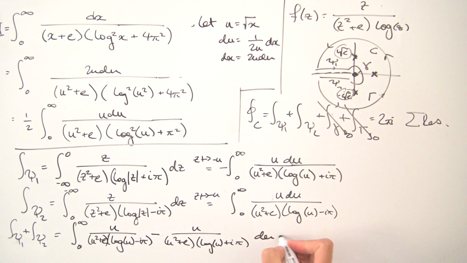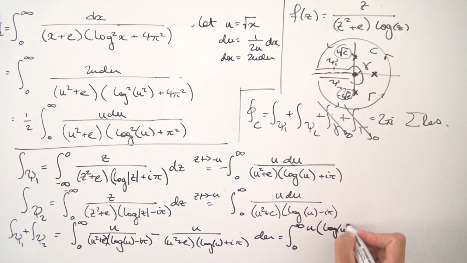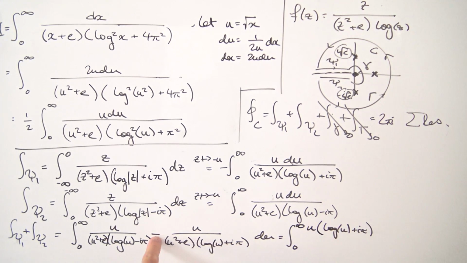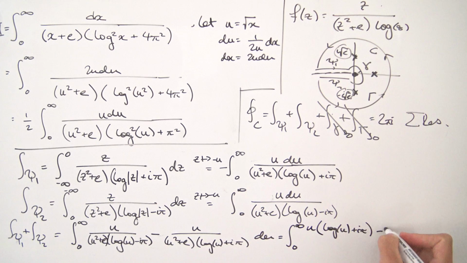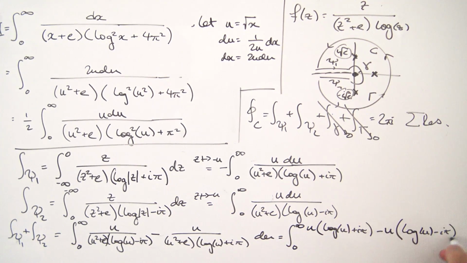So what should happen then is we get the integral from 0 to infinity. We're going to multiply this u by whatever's missing. So that's log u plus I pi. Let's put that down here. So we have u times log u plus I times pi. And then we have minus u once again. And then we multiply by this missing factor, which is log of u, but minus I times pi. Okay, and all of this is being divided through by, well, basically everything combines into the denominator.